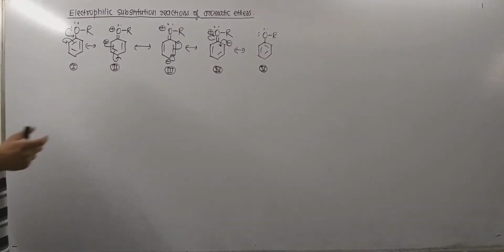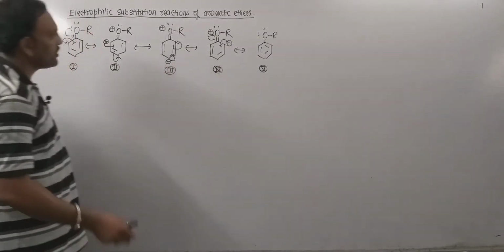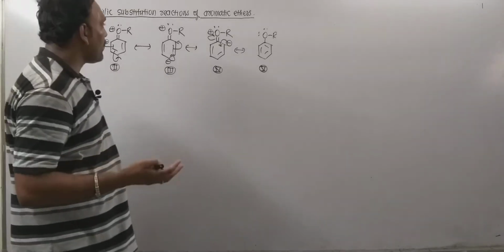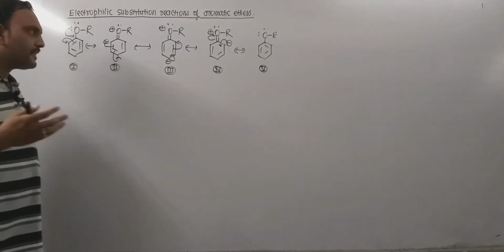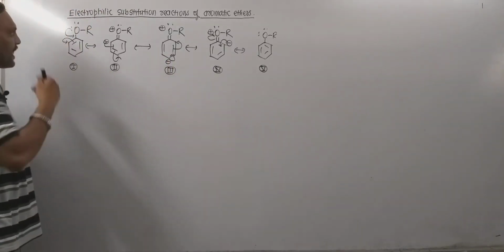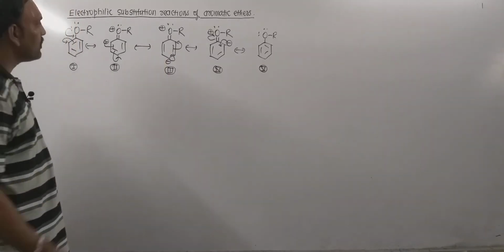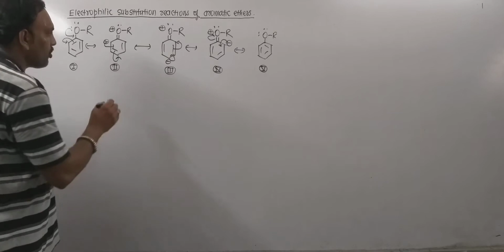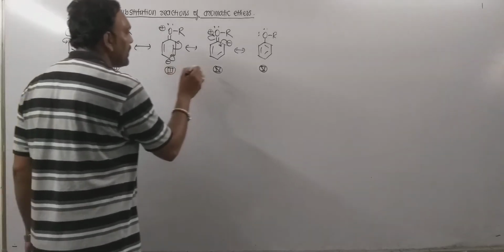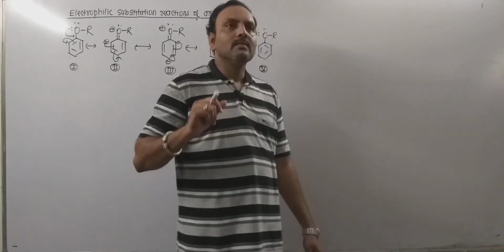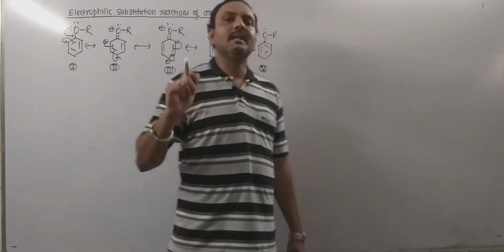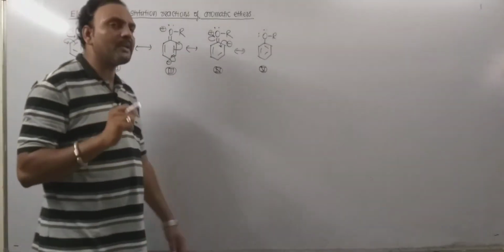So it is evident from these resonating structures. So anisole, an aromatic ether, can be represented as having these resonating structures. Now it is evident from resonating structures number 2, 3 and 4 that at ortho and para positions electron density is greater. Thus the electrophile prefers to attack at ortho and para positions.